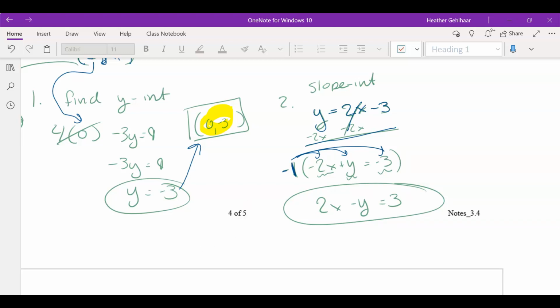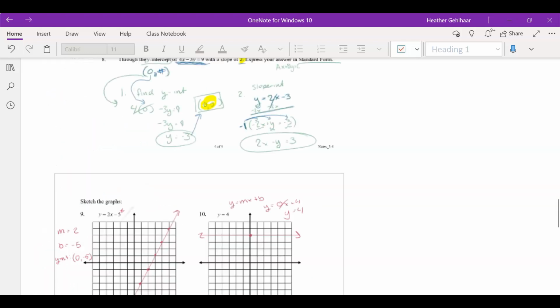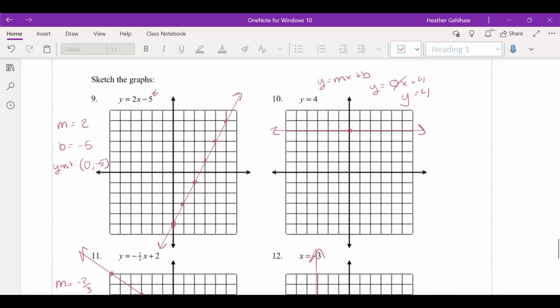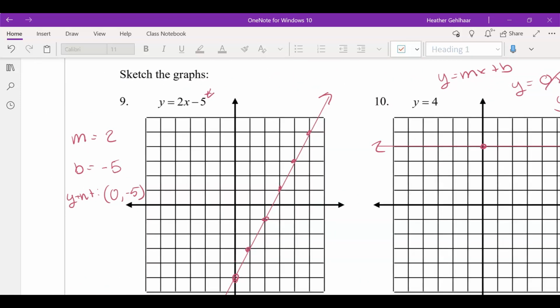Okay, so next here we have graphing. I hope this is a fond memory of ours. So it says sketch the graphs, looking at number 9. We have here y equals 2x minus 5. Our slope is 2. Our b value is going to be the 5, and the y-intercept is written as the point.